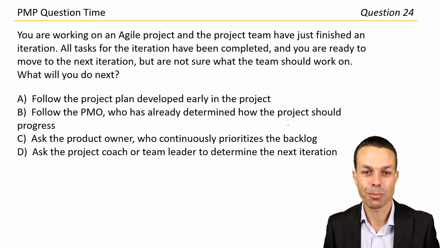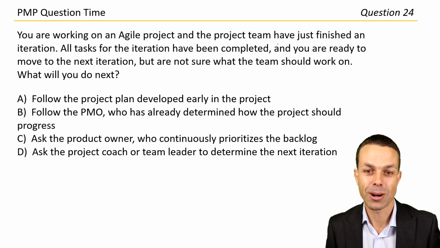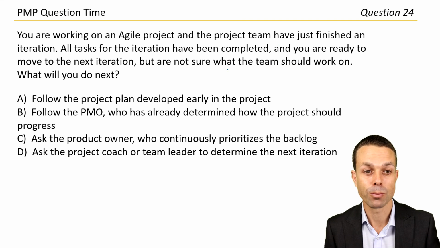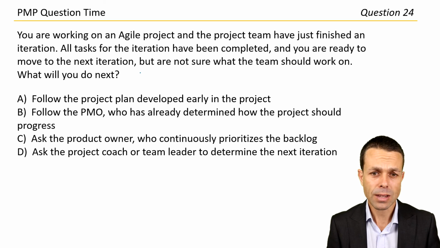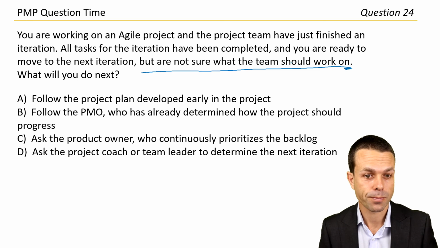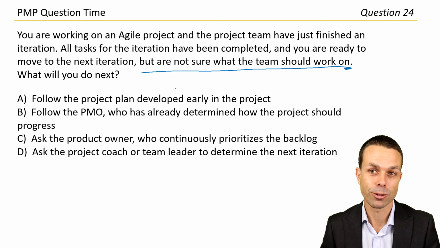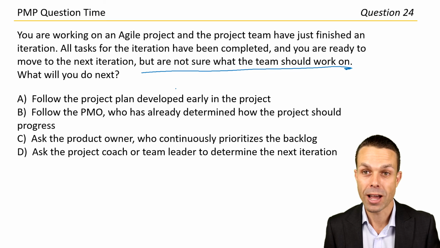You're working on an Agile project and the project team have just finished an iteration. Fantastic. All tasks for the iteration have been completed and you're ready to move on to the next iteration. But you're not sure what the team should work on. Okay, what will you do next? These are great scenario-based questions, aren't they? You will see this sort of question on the PMP exam around Agile in a scenario. So what will we do?